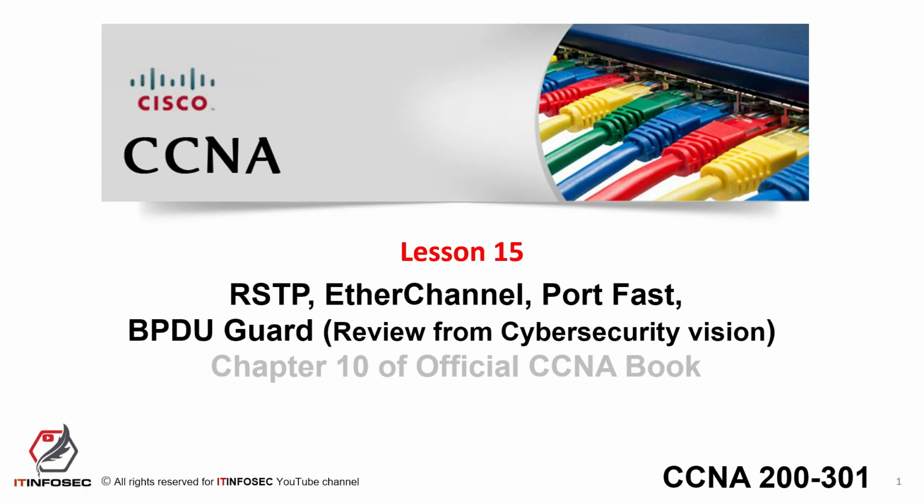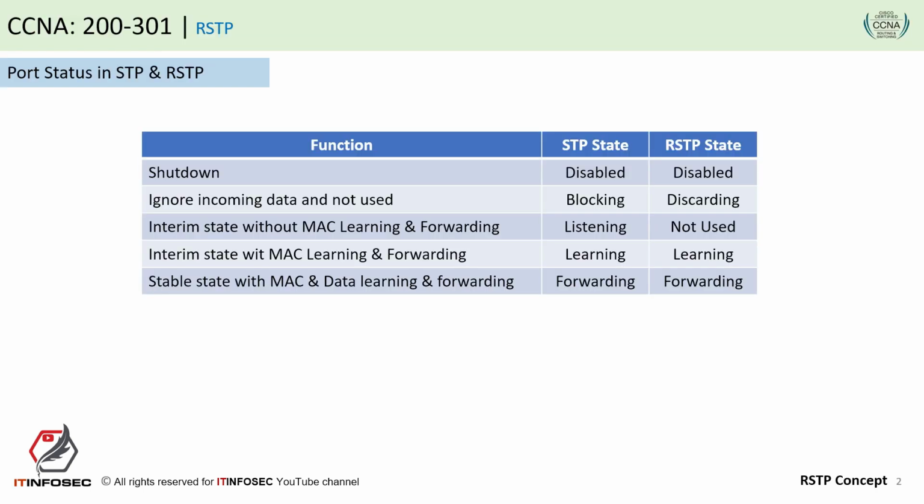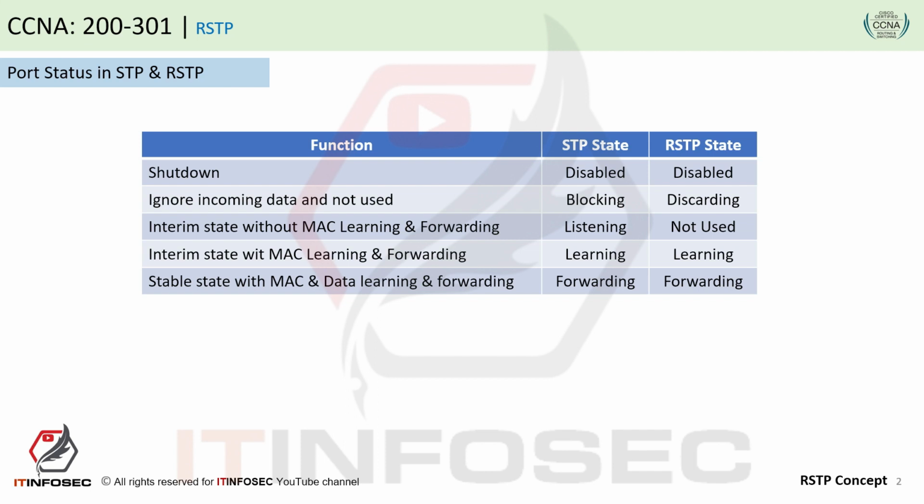And this is lesson 15 of the CCNA course, and we will talk about RSTP, EtherChannel, PortFast, and BPDU Guard, all review from a cybersecurity vision. We have already talked about the BPDU Guard option and how to configure that. But here I will explain more fully, and in the next video we will have a very comprehensive lab about switching, and we will examine all switching technologies from VLAN to BPDU in a complete lab at once. Now let's go to this issue.